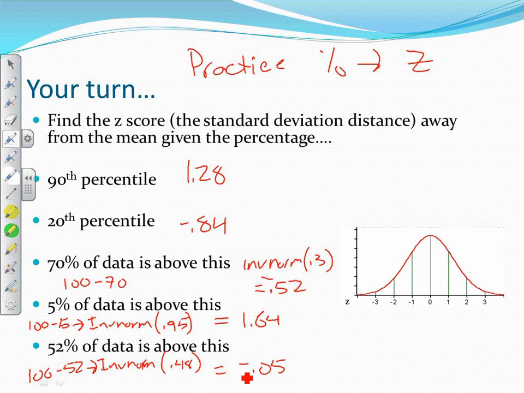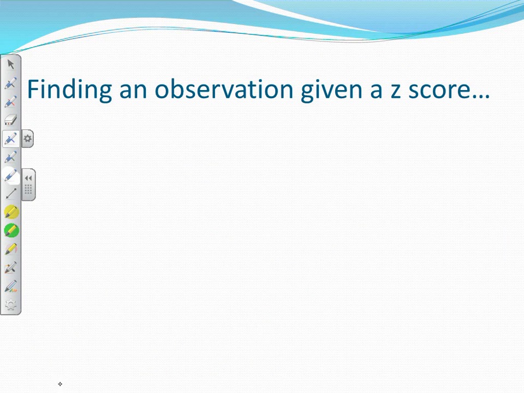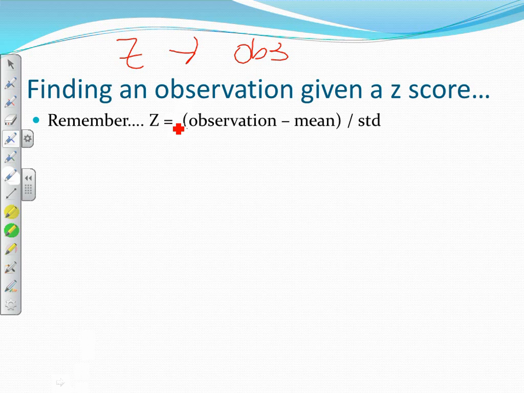Okay. All right. So that's step one, changing a percent into a z. Step two, finding your observation given a z-score. We got to go from a z to an observation. Remember this formula. A z is equal to an observation minus the mean divided by my standard deviation. If you don't have that down, write it down again. This will be the formula that you use, or we're actually going to develop our own formula.